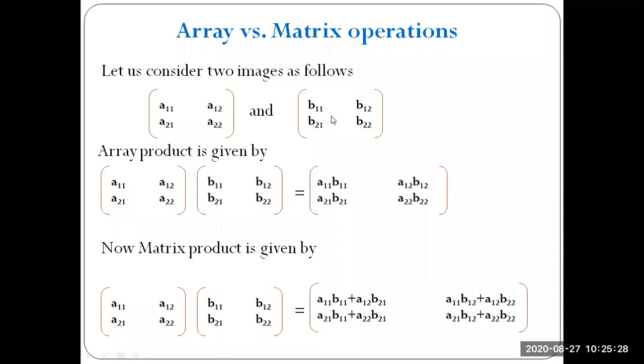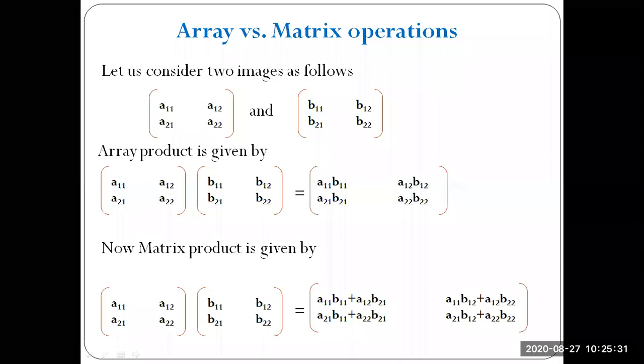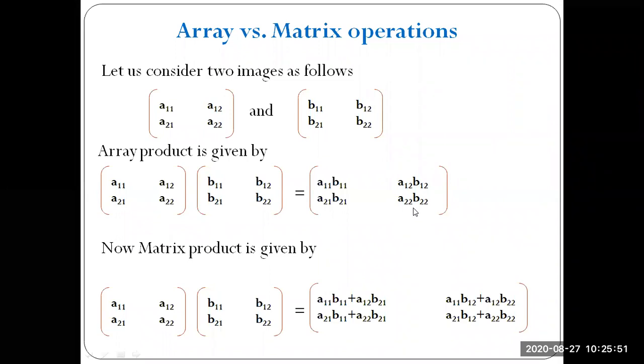Let us consider, if you want to multiply these two, what is array product? Array multiplication, or a product of array, is just element by element. A11 into B11, that is one element. A12 into B12. Similarly, A21 into B21, and last one is A22 into B22. So simply, this is the array product and array multiplication operation.